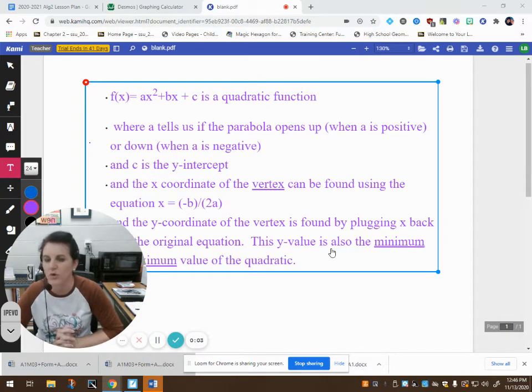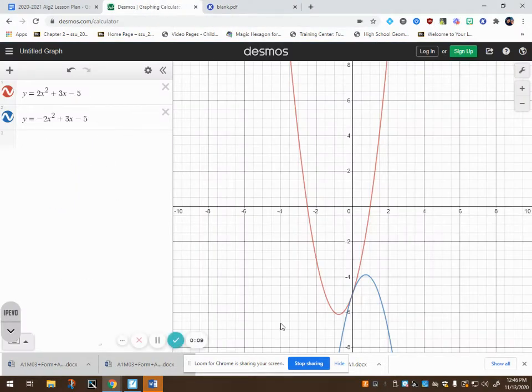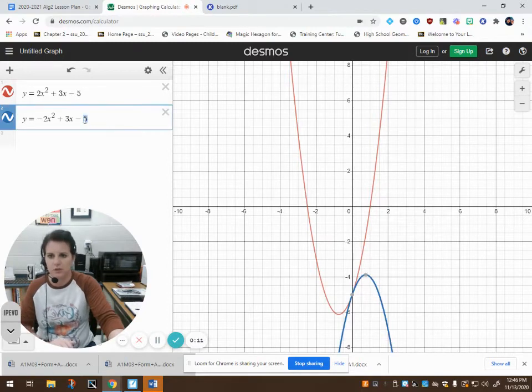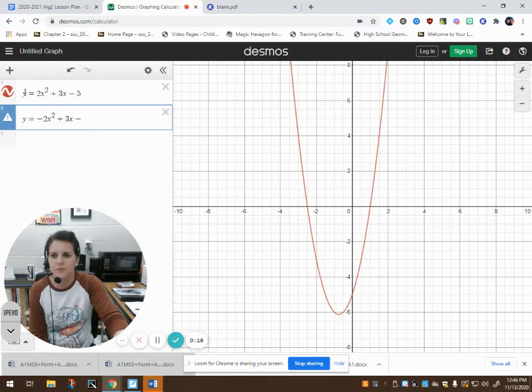Today we're going to talk about graphing quadratic functions. I love this. I think it's a lot of fun. I want to begin by looking at some graphs on Desmos. I'm just going to delete this for a second so that graph will disappear. But let's look at this equation.